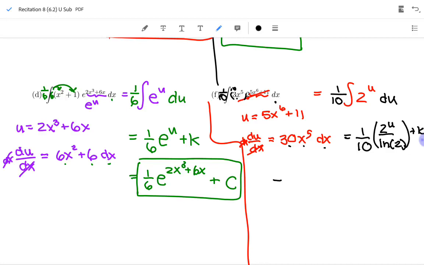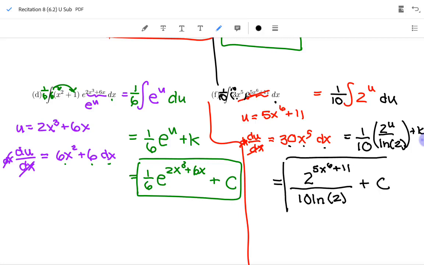My last step, I'm going to write it in terms of x's. I'm going to multiply the top with the top. So in the top I have 1 times 2 to the u, which is just 2 to the u. So in this case, 2 to the 5x to the 6th plus 11 is my u. And then in the bottom, if I multiply across, I have 10 times ln of 2. That comes out to be a crazy decimal. So I would just leave it 10 ln of 2 plus c. Just makes it a little bit shorter to type in.